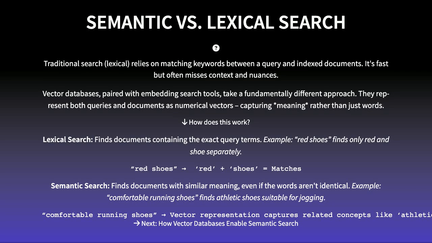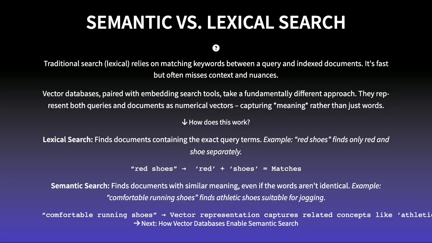Okay, let's talk about how we used to search the web versus how we're doing it now. Traditionally, when you typed something into a search box, computers looked for exact matches between your query and the words in each web page. That's called lexical search. It's fast, but it can miss things because it doesn't understand meaning.